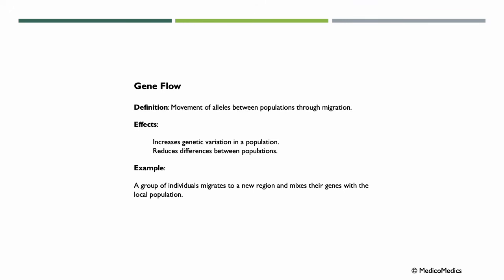Gene flow is the movement of alleles between populations through migration. The effects: increasing genetic variation in a population, but reducing differences between populations. So for example, a group of individuals migrate to a new region and mix their genes with the local population.